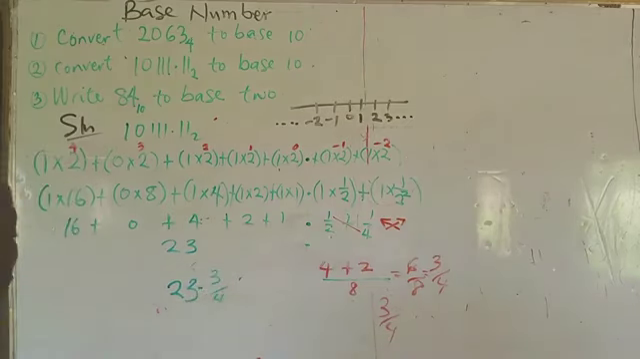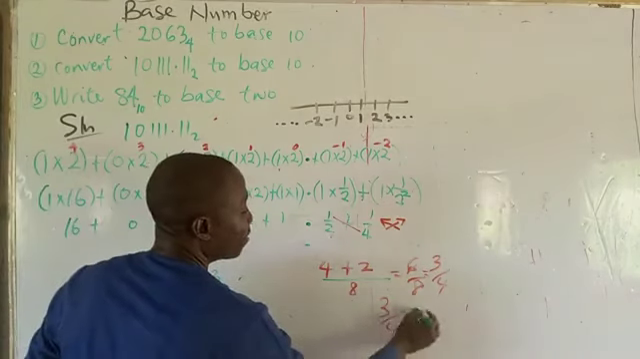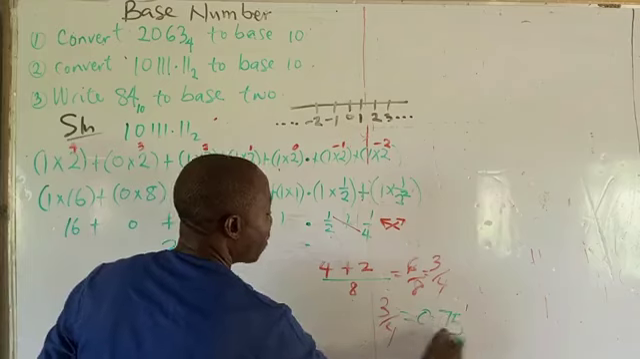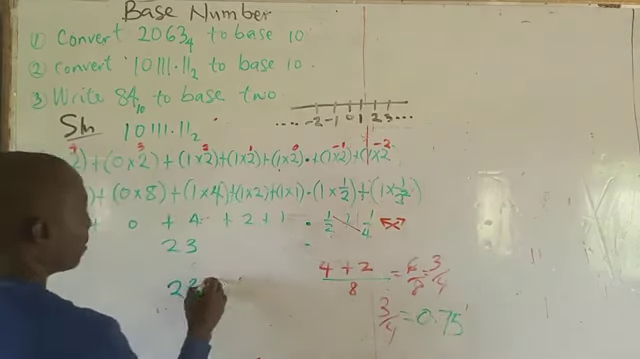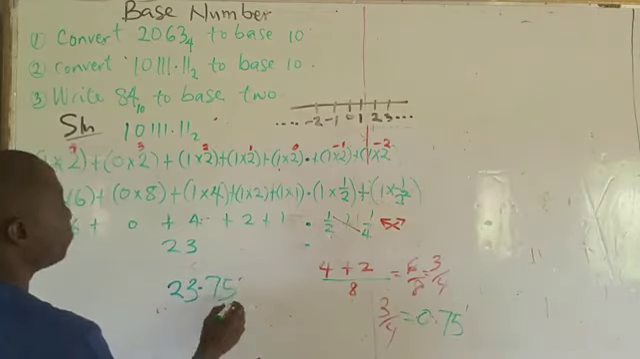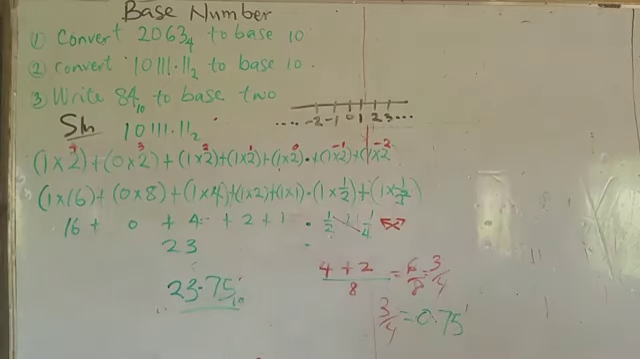And what is 0.3/4? 0.3/4 is the same thing as 0.75. So we can therefore say 23.75 in base 10. And this is our final answer. This is how you convert.